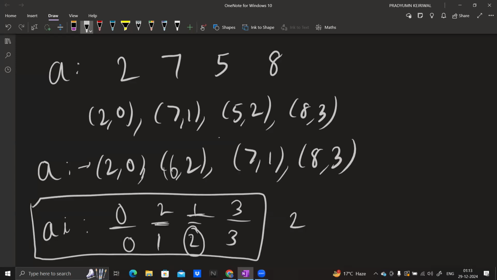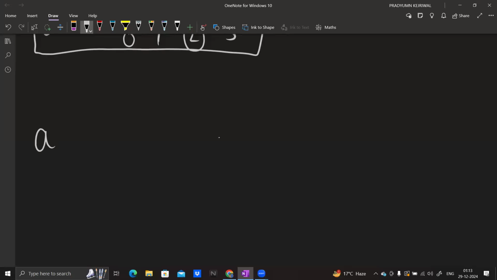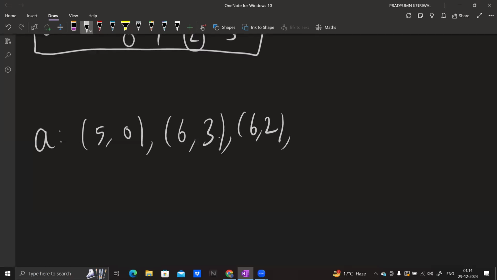But the problem will come when we need to resort. Like, let's say we had this array A as 5 comma 0, 6 comma 3, 6 comma 2, and 7 comma 3. So this is sorted. And the inverse, we will just store the inverse, which is 0.